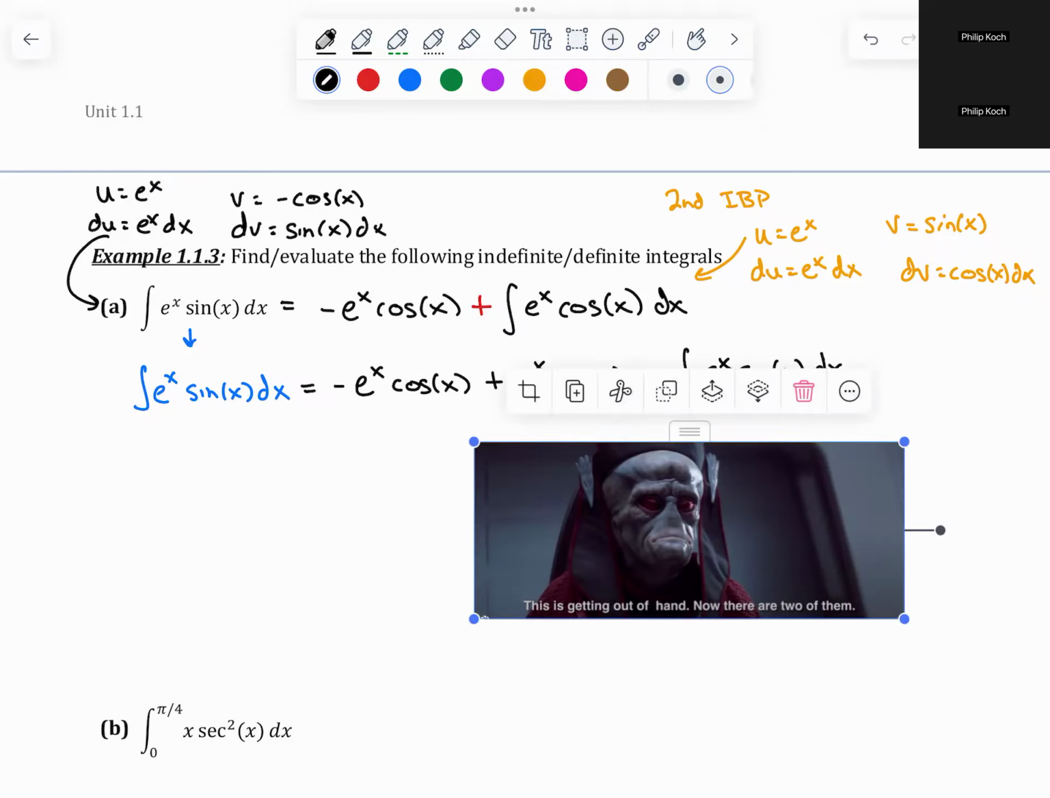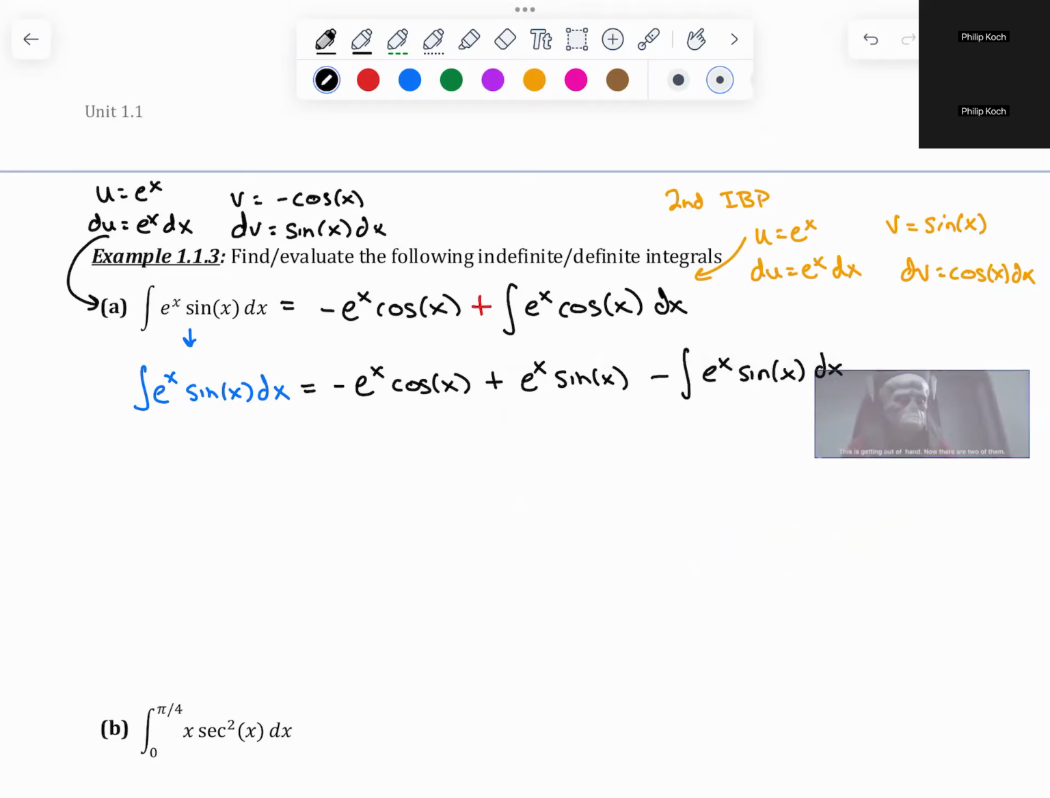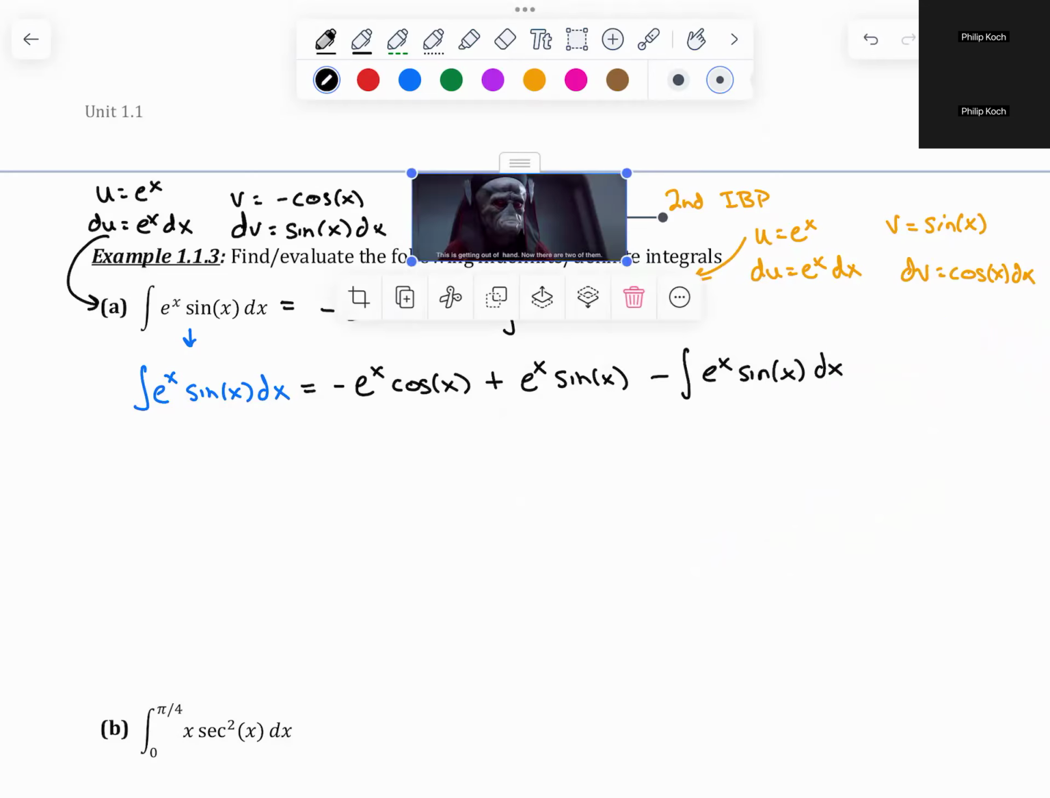So make sure you draw this in your notes. You got to actually add that. But anyways, what we're going to do at this point is add the integral of e to the x sine x dx to both sides.